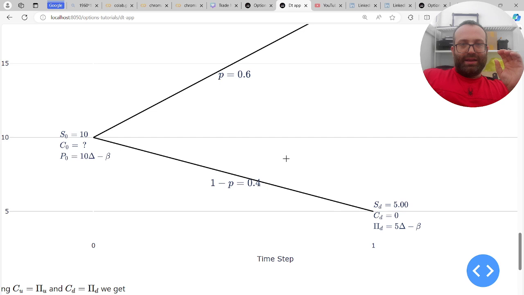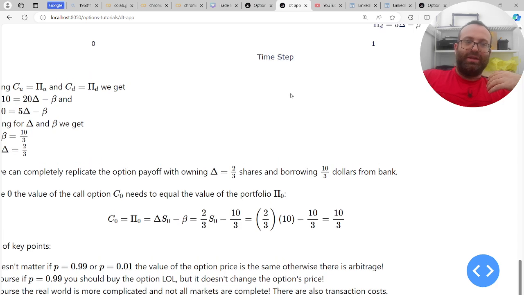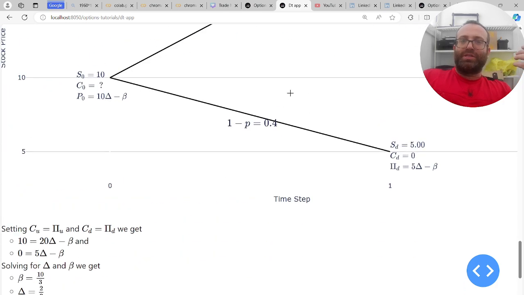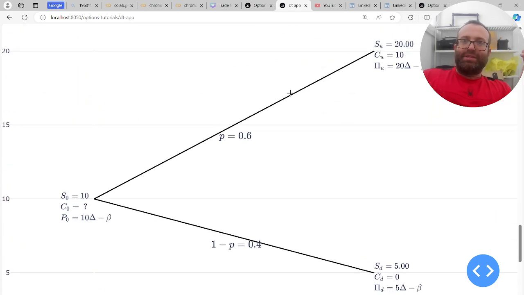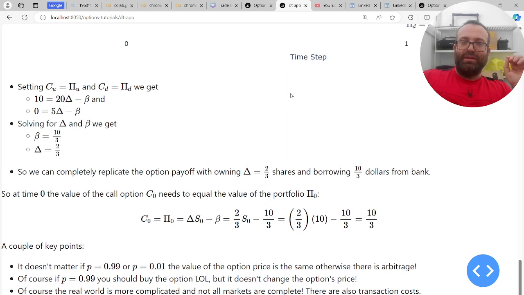Of course, in real life, if the probability is 99% that the stock will go up, please buy the option. You're going to be a millionaire. But that doesn't mean the option price should be different. And in the real world, of course, markets are not complete. It's not so easy to create a portfolio that will replicate the option price. So that's a big assumption we made. And of course, there are transaction costs.